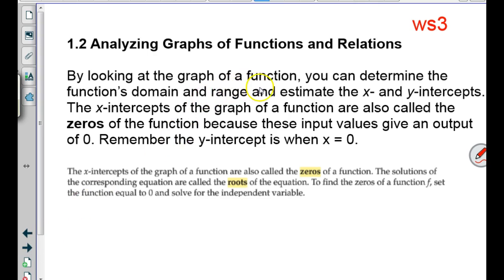By looking at the graph of a function, you can determine the function's domain, range, and estimate the x and y intercepts. The x-intercepts are also called the zeros. That's what it's called on our calculator, right? And remember, to get the y-intercepts, we put in x equals 0.